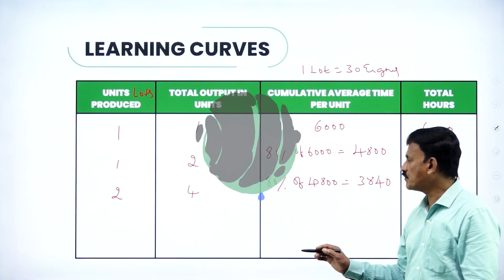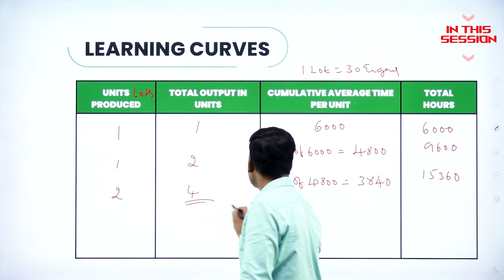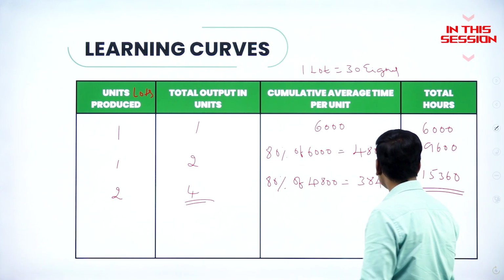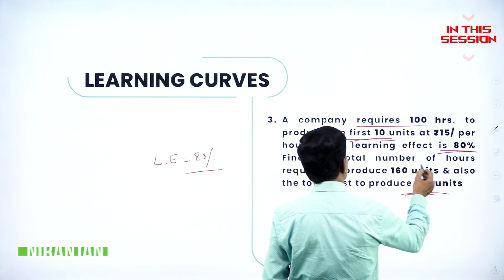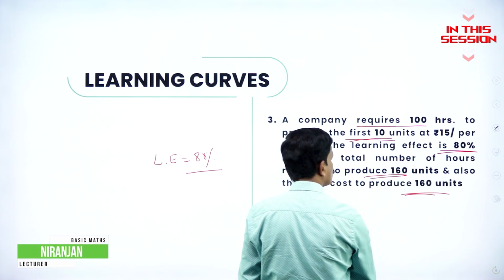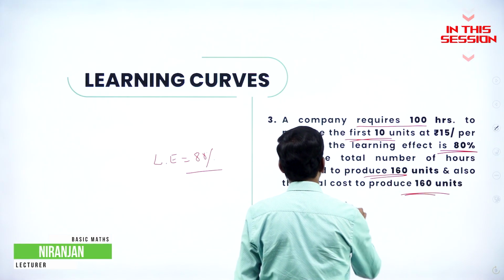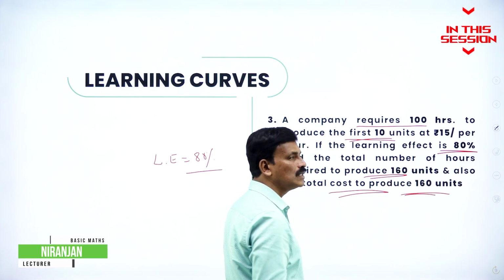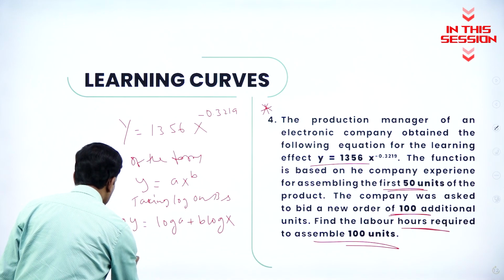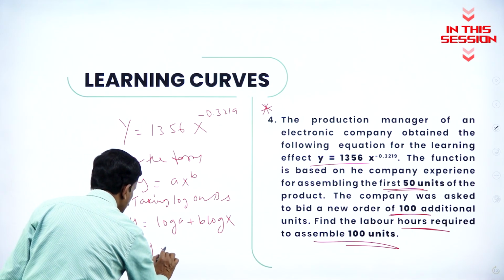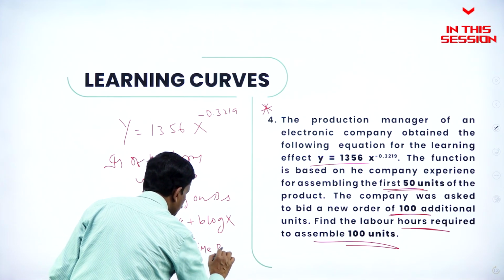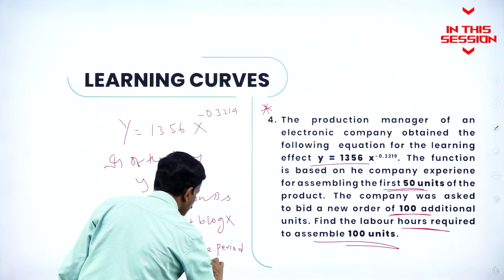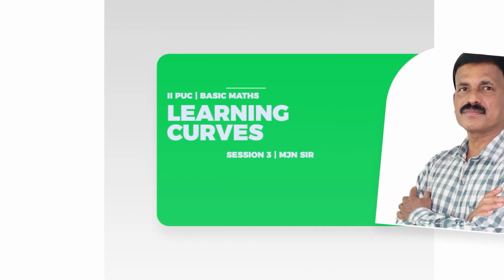So what is the total time for manufacturing for 4 lots? The total time taken is 15,360 for 4 lots. What is to be found is the total number of hours required to produce 160 units and also the total cost to produce 160 units, right? Now what is y here? Here y is nothing but the average cumulative time period. That's it.